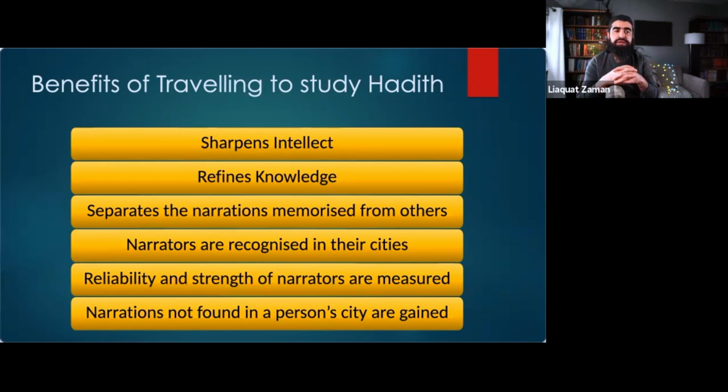And narrations not found in a person's city are gained. So if I live in Sham, I study everything I can from the people of Sham. There are going to be hadith out there which I don't find in Sham. I might find them in, let's say, Yemen. I'd have to travel to Yemen to get those hadith. So in those days, studying knowledge from location to location was a really, really difficult thing, and it wasn't something that was done overnight. It required lots and lots of financial support. It required lots of determination, motivation, so many factors. And the idea was that you want to gain as many narrations as you can and build a big picture of what the whole Sharia was.